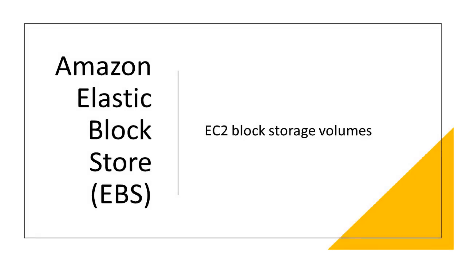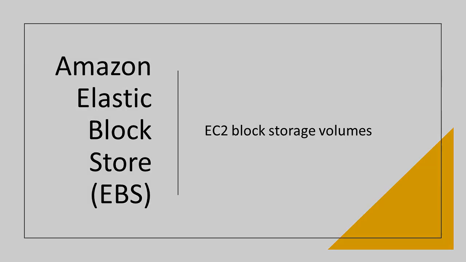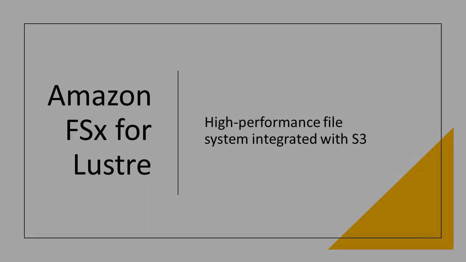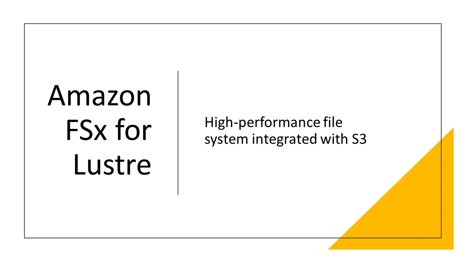Amazon EBS Service. Amazon Elastic Block Store or Amazon EBS is an easy-to-use, scalable, high-performance block storage service designed for Amazon Elastic Compute Cloud, that is, Amazon EC2. Amazon EFS Service. Amazon Elastic File System or Amazon EFS automatically grows and shrinks as you add and remove files with no need for management or provisioning. Amazon FSx for Lustre Service. Amazon FSx for Lustre is a fully managed service that provides cost-effective, high-performance, scalable storage for compute workloads.